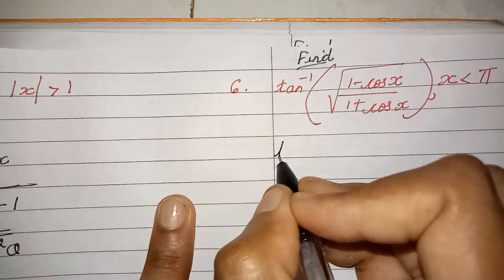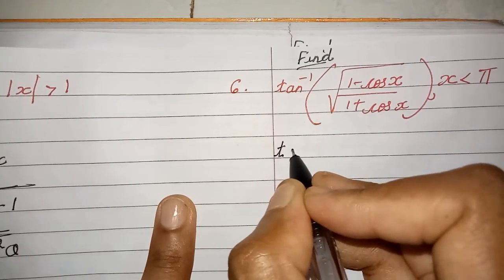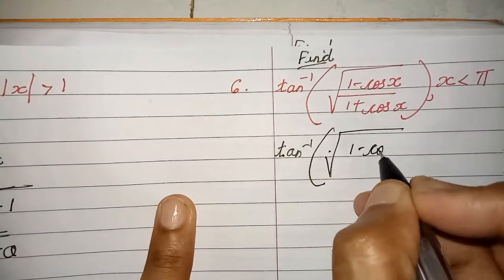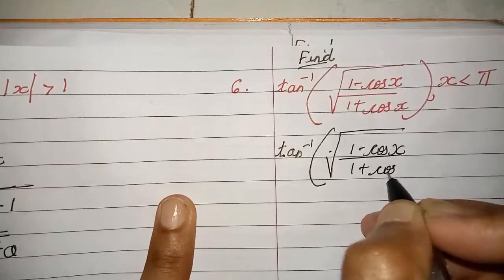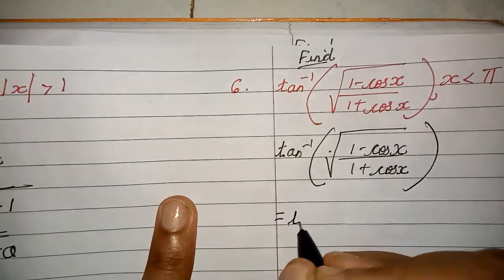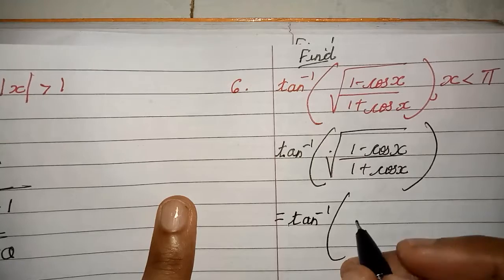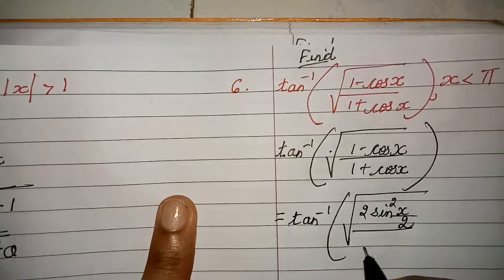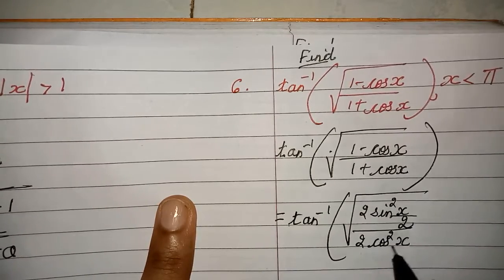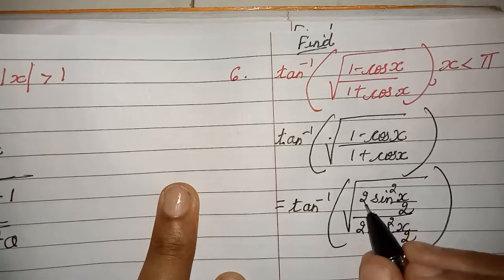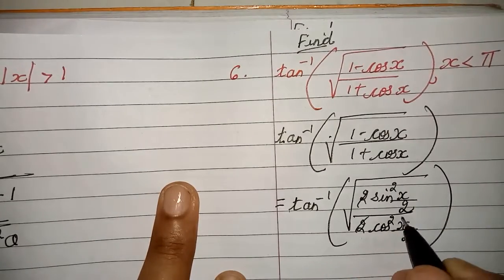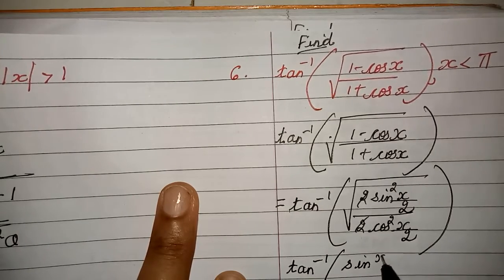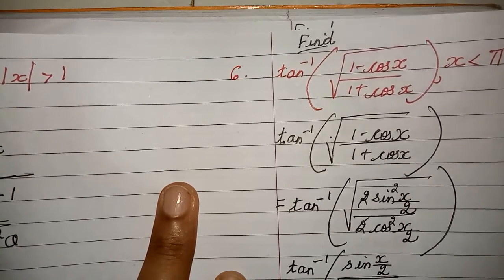Okay, so let me start with tan inverse of square root of (1 minus cos x) upon (1 plus cos x). Last year in the chapter trigonometric functions, you have a ready-made formula for this. 1 minus cos x is 2 sin square x by 2. 1 plus cos x is 2 cos square x by 2. 2 and 2 cancel, square root and square cancel. So what do you get? Tan inverse of sin x by 2 upon cos x by 2.